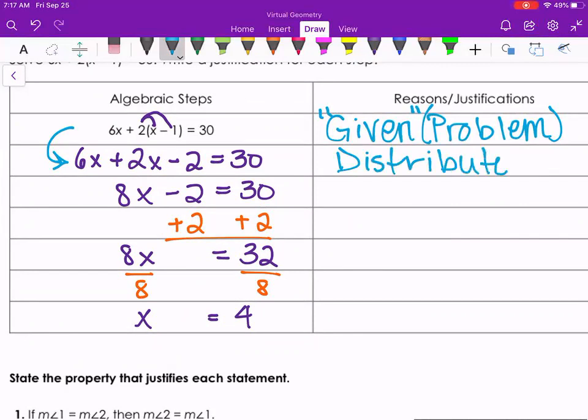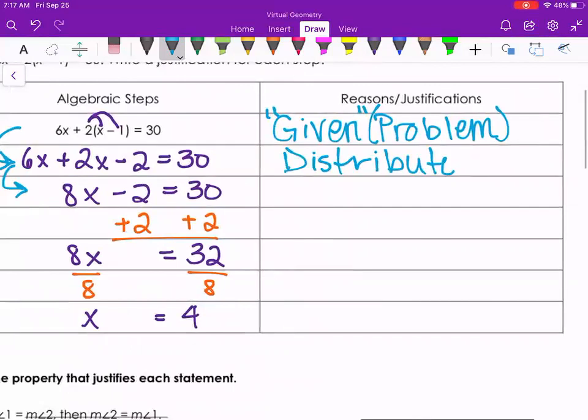So we distributed. Okay, once I had 6x plus 2x minus 2 equals 30, what did I do from that line to get to the next one? Well, we had 6x plus 2x, and I even said we are combining like terms. Well, for our properties, we talked about combine like terms falls under the substitution. Because again, I am substituting or replacing 6x plus 2x to get 8x. So again, combining like terms falls under the substitution umbrella here.